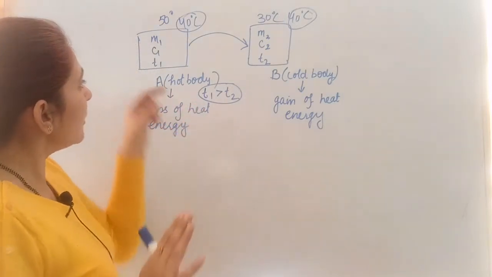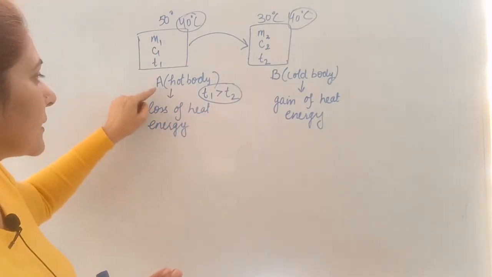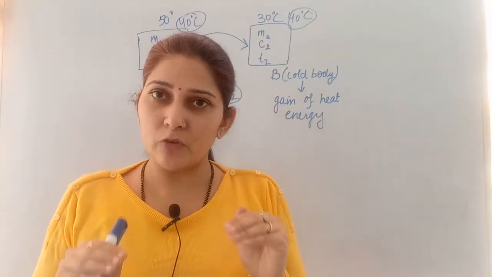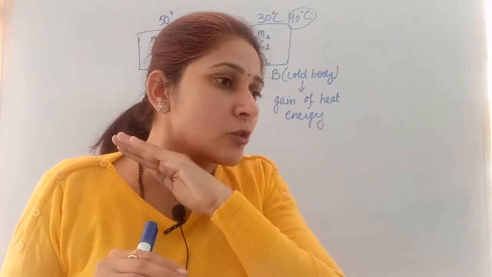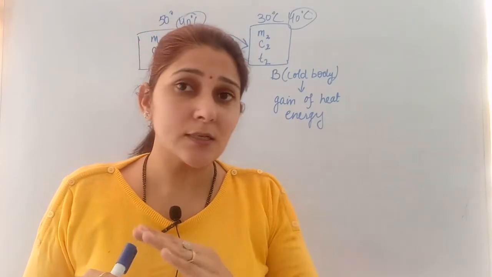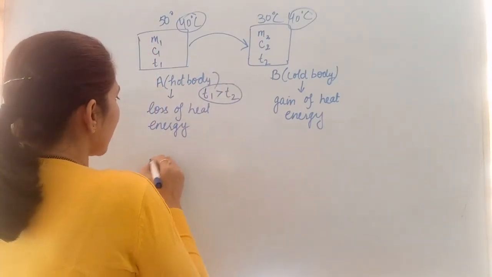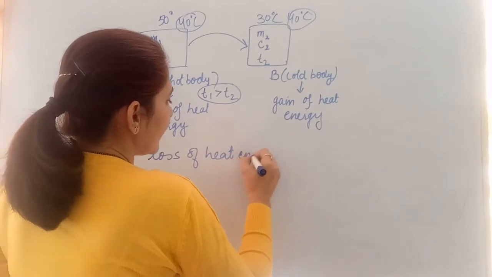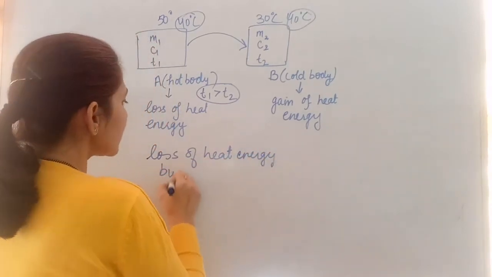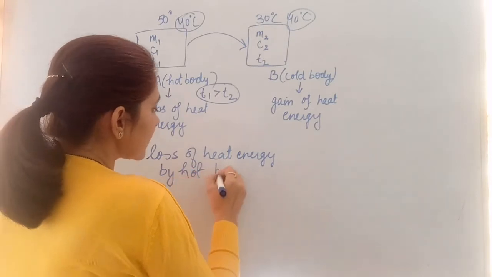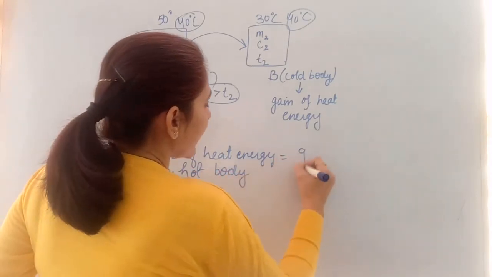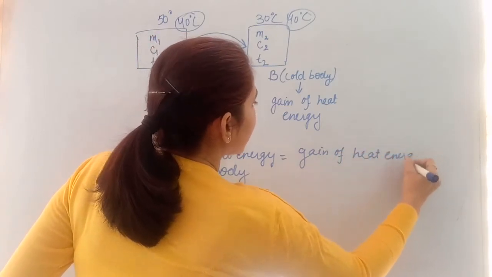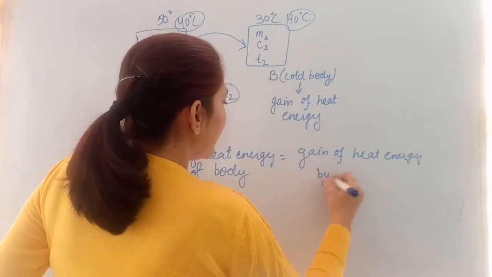So for this also, when we are talking about this, A is the hot body, there is loss of heat, and this is gaining the heat energy. But according to the law of conservation of energy, we are assuming that there is no loss of energy. So what can we say? The loss of heat energy by the hot body is equal to the gain of heat energy, and who is gaining it? This cold body, by the cold body.